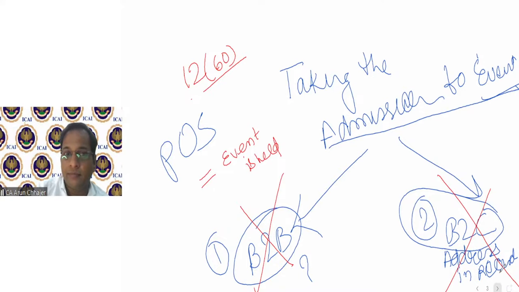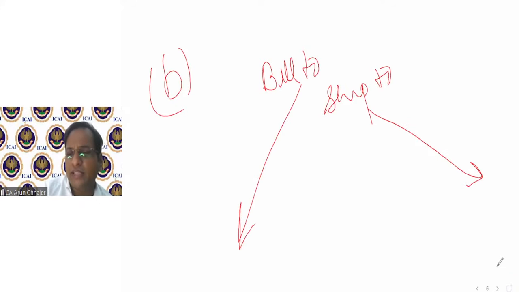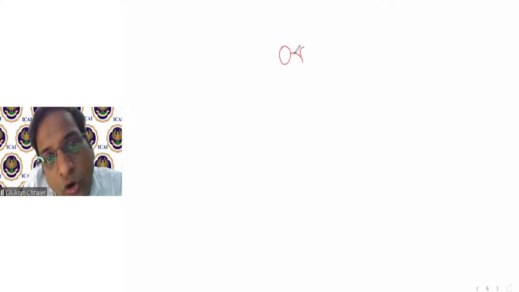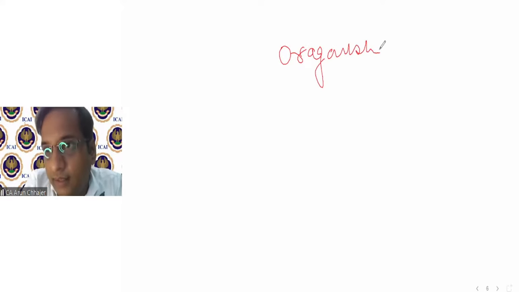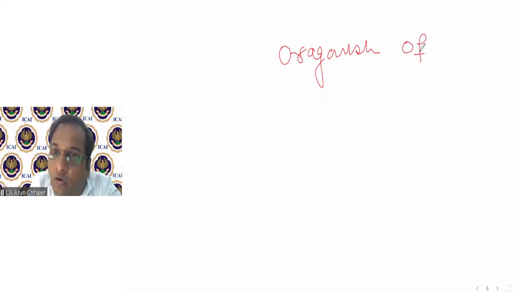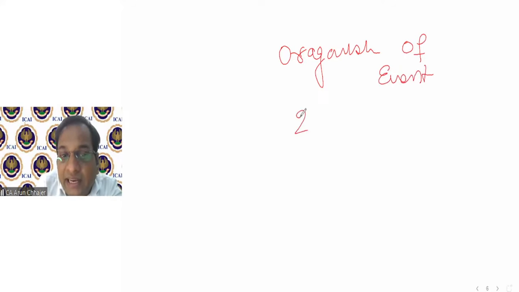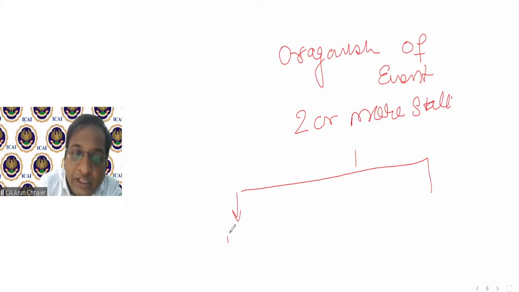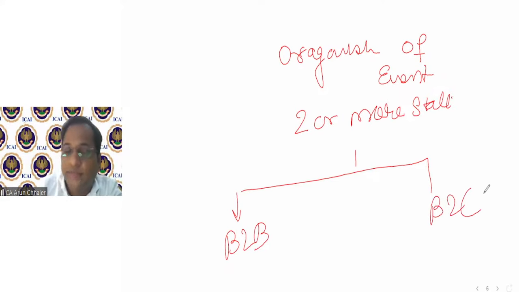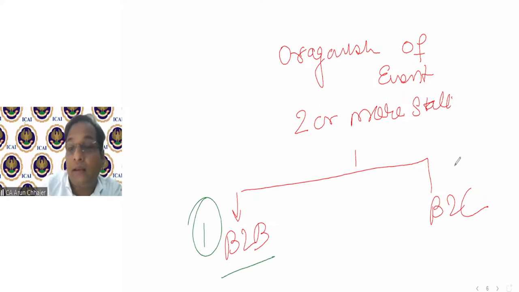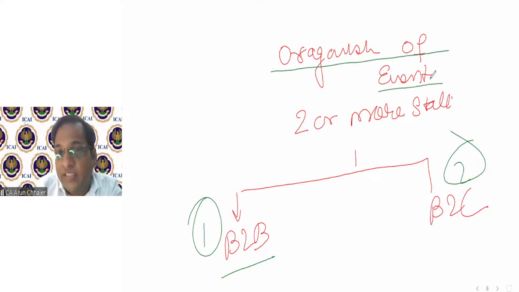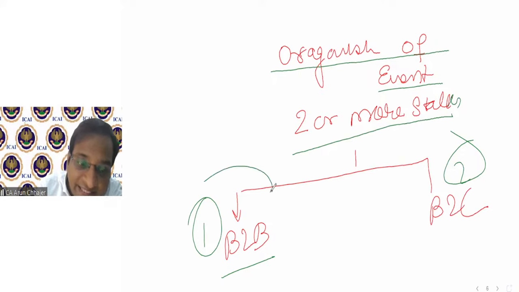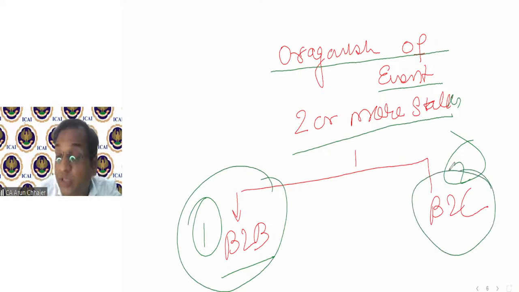Now we have done this, the last question, then we'll discuss two or three more categories. If the transaction is organization of an event, and the event is held in two or more states, and my customer is B2B or B2C, what would be the place of the supply of organization of an event held in two or more states if the recipient is B2B? And if my recipient is B2C, what could be the place of supply? Very important question.